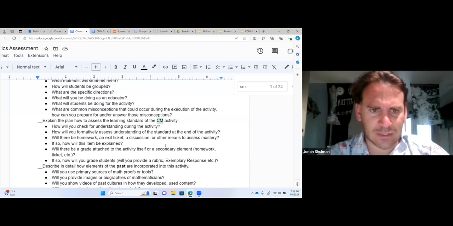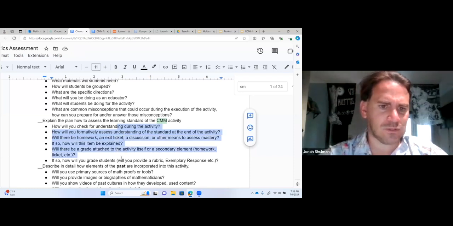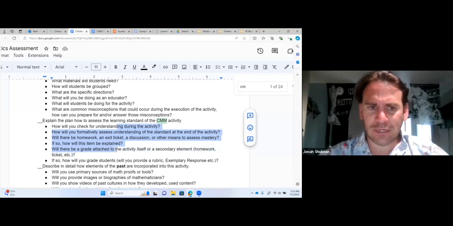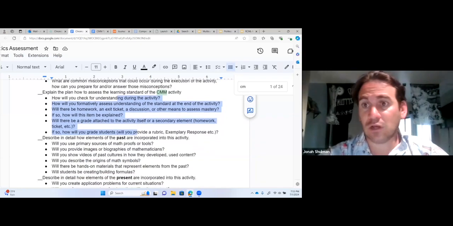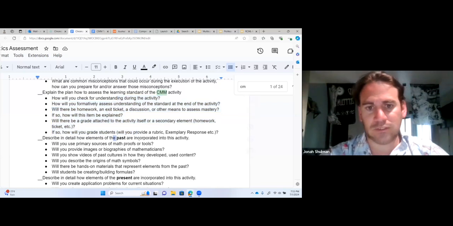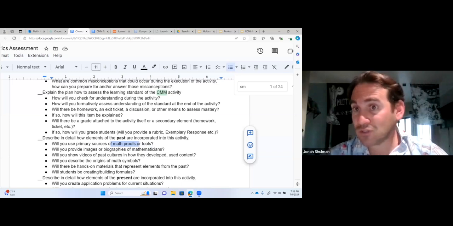Now, explain how you plan to assess your learning standard. So checking for understanding, formative assessment, will there be homework and exit ticket discussion? If so, how will it be explained? Will there be a graded activity itself? All right, so then you have to talk about it. How are you going to use the past? Are you going to use a primary source of a proof or a tool? Are you going to let students build an astrolabe?